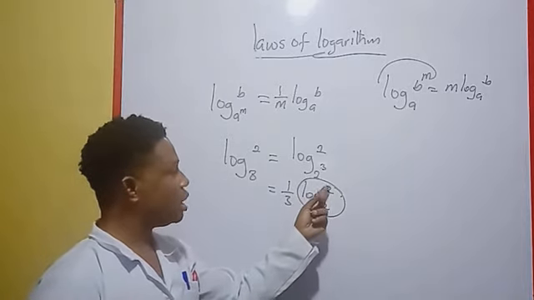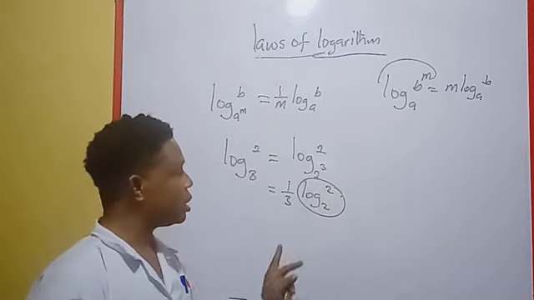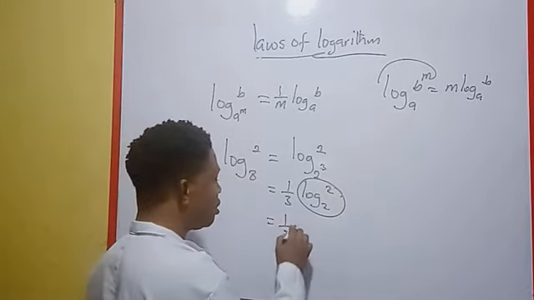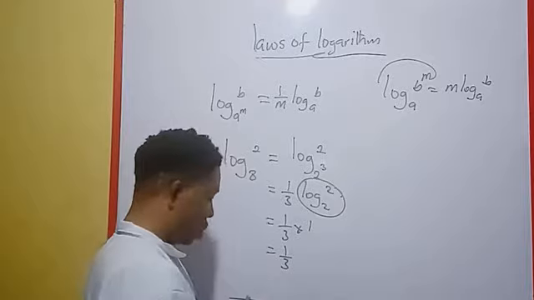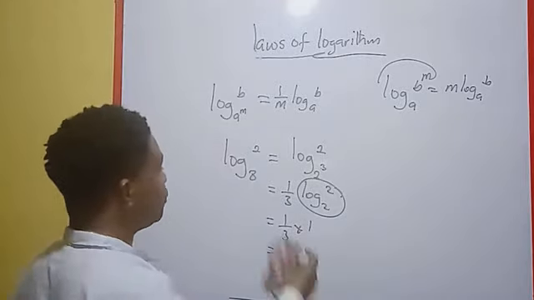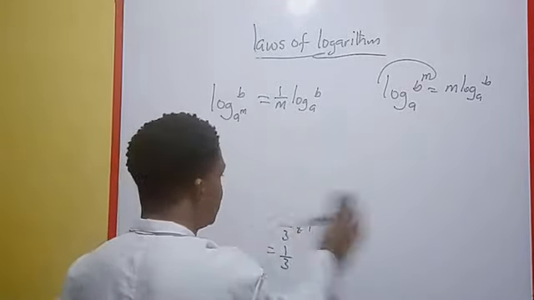The base and the power are the same, so it will give you 1. So 1 times 1 over 3 times 1 will give you 1 over what? 3.